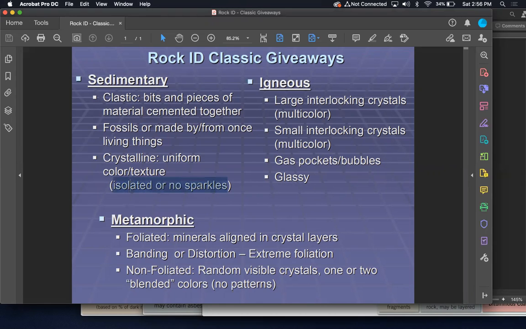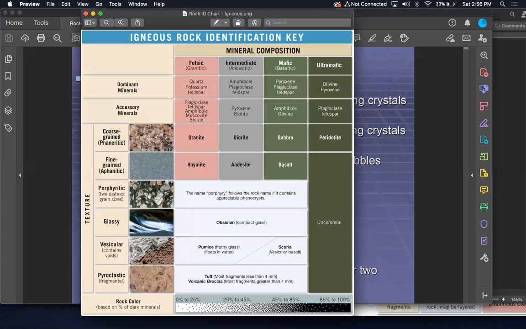I don't see any sparkles in it, so I'm leaning clastic. I do see the uniform color or texture, so we'll just have to use our ID charts and figure it out. But at least by using your observations and this giveaways slide here, you can hopefully hone in on which of the main three categories of rock it is. So it is definitely not igneous, so we're going to switch and look at the other ones here.